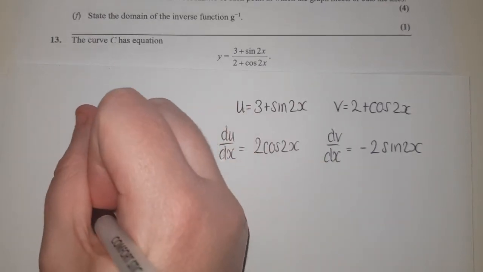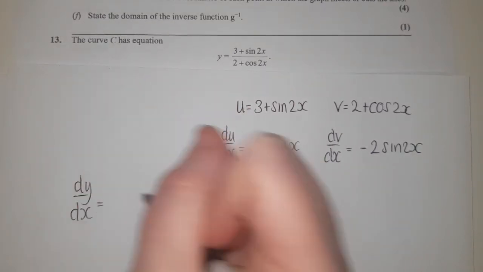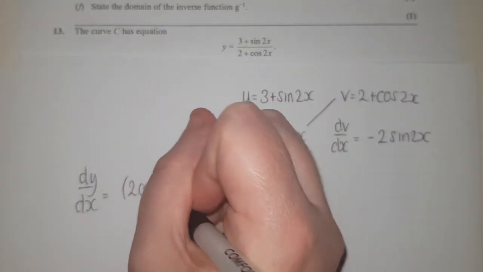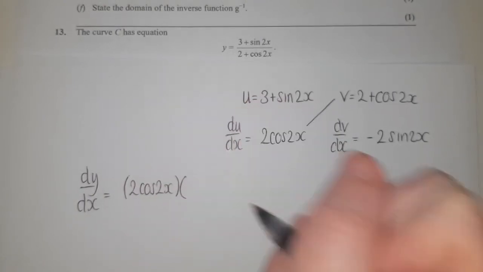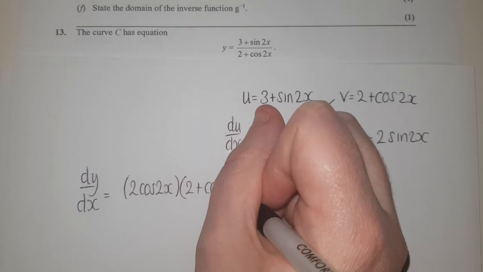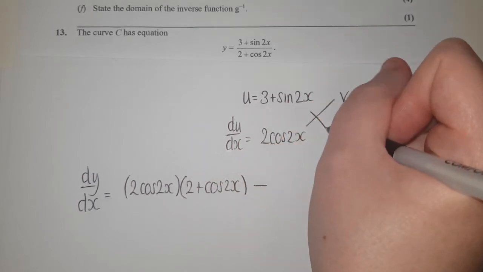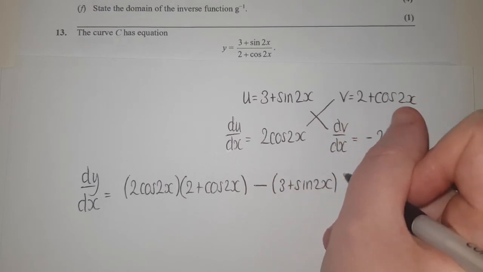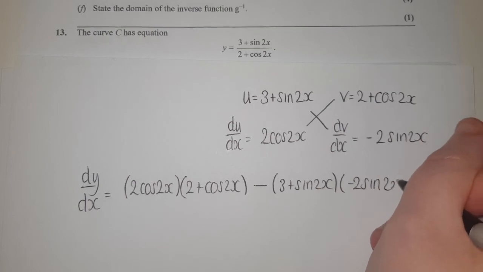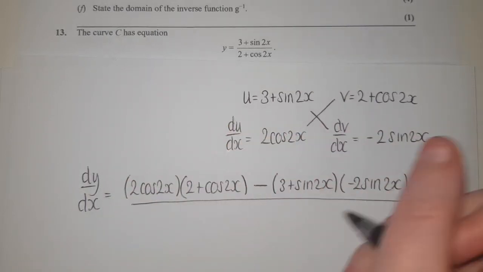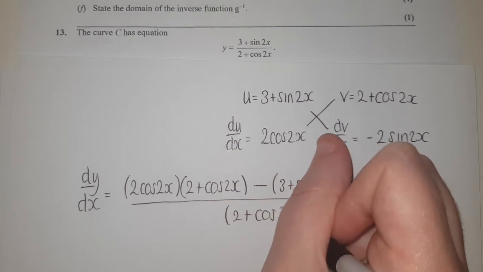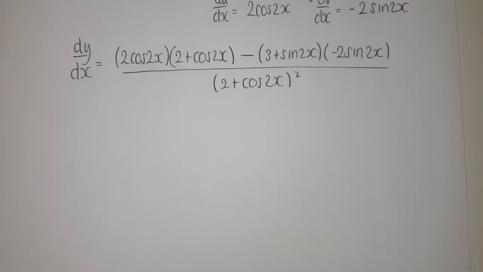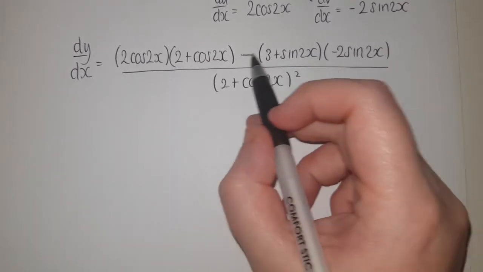We're then going to apply that into the quotient rule. So just be careful to get this the right way around. V du/dx. So I've got 2 cos 2x times 2 plus cos 2x, minus u dv/dx. So I've got 3 plus sine 2x times minus 2 sine 2x, all over v squared, so 2 plus cos 2x all squared. So remember, there's a lot going on in this question. Just multiply it out carefully and be very careful with your minuses.